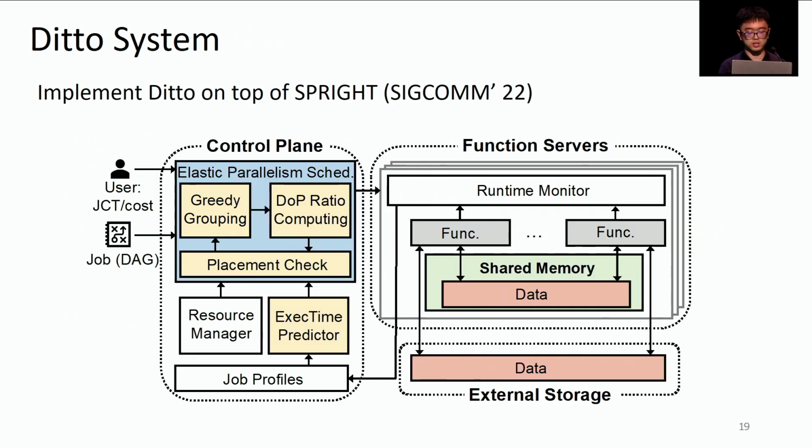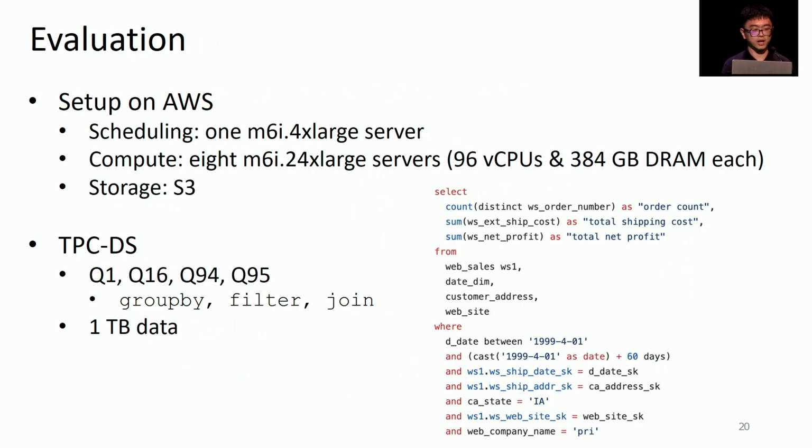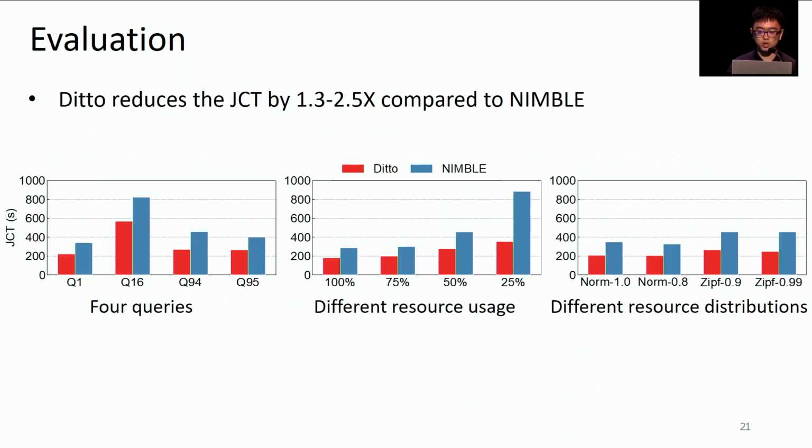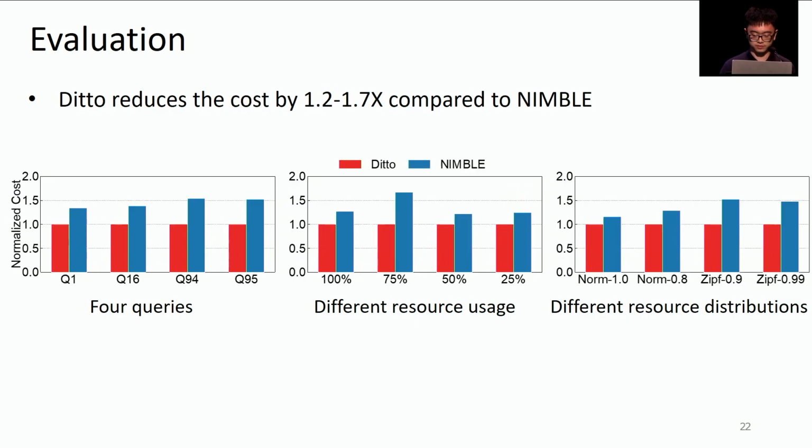We build a system prototype of Ditto on top of Sprite. We implement the time model in the execution time predictor and the algorithms in the elastic parallelism scheduler. We evaluate Ditto on AWS across the 4 TPC-DS queries that Nimble has evaluated. We use 1 terabyte scale data in the benchmark for evaluation. The results show that Ditto outperforms Nimble by up to 2.5 times on JCT across various settings, and up to 1.5 times on cost.